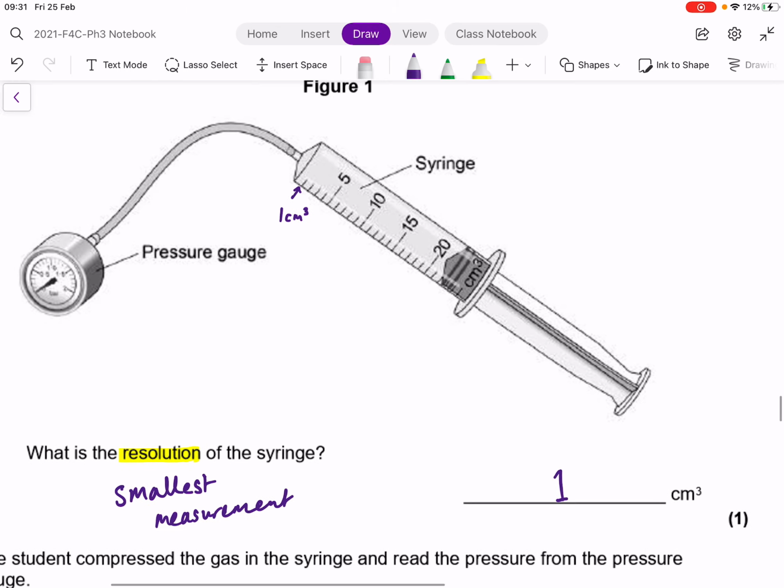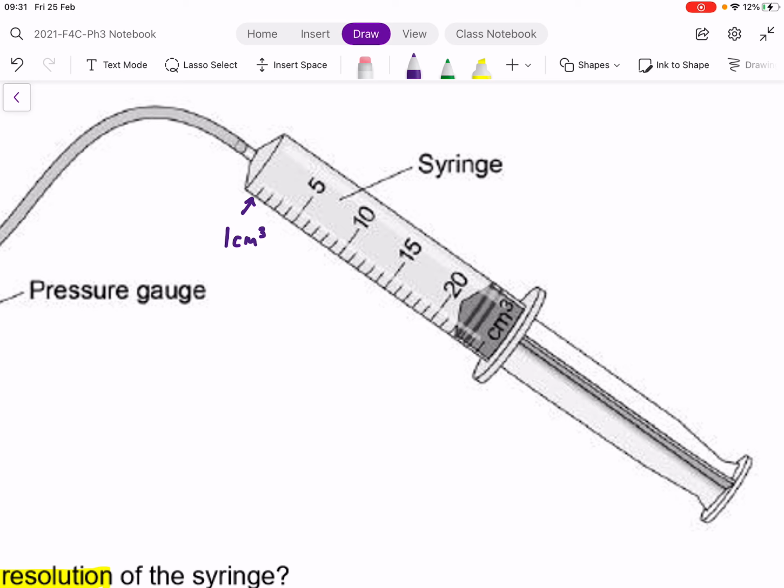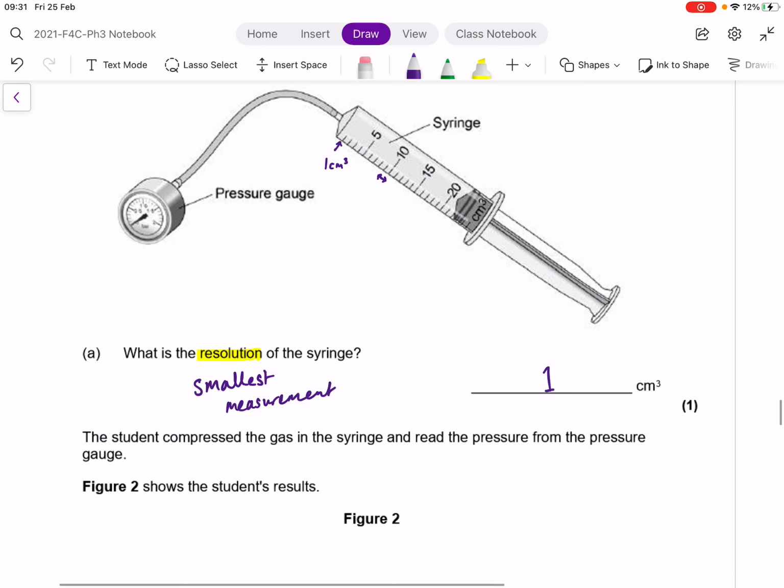Now, it's not technically the smallest measurement. It's basically saying how much the measurement goes up by each time. What is the smallest change you can detect? You can detect between 9 and 10, but you can't detect between 9 and 9.5. So the resolution is 1 centimeter cubed.